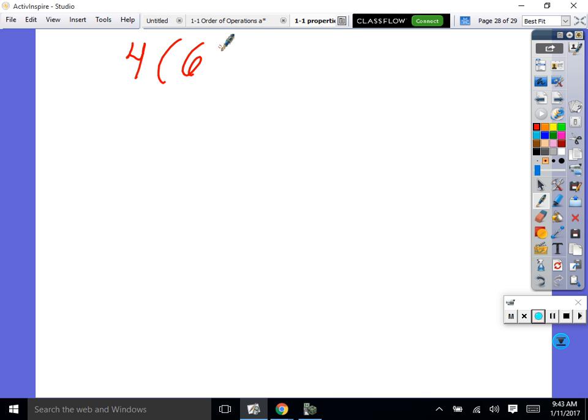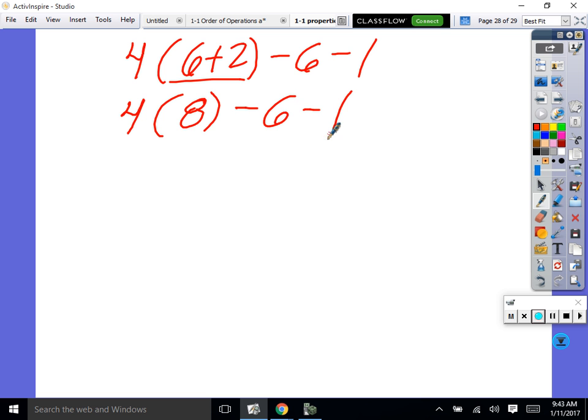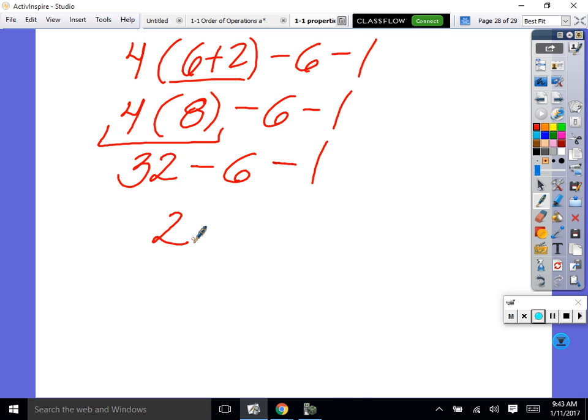Okay, here's our next one. 4 times 6 plus 2 minus 6 minus 1. So parentheses first, walk me through this. 4 times 8, very good. Now multiplication comes next, correct? So we have 32, and we should be showing our work, minus 6 minus 1. Now subtraction, we can do it right down the line. So you'll do 32 minus 6 minus 1. 26 minus 1 is 25, right, everybody?